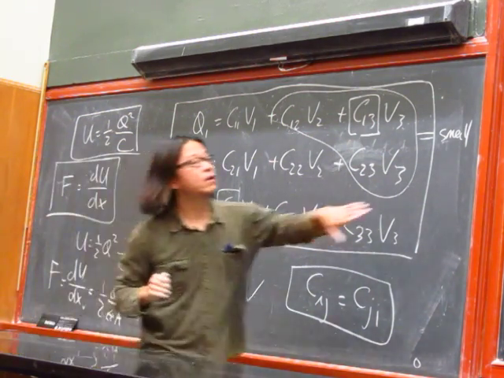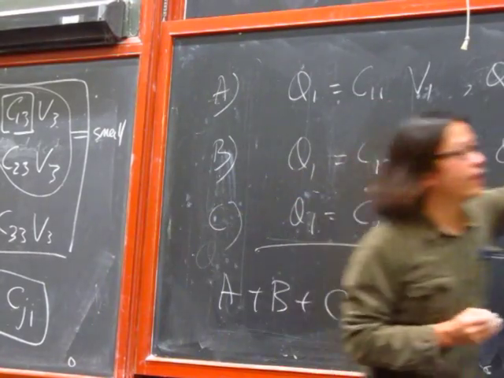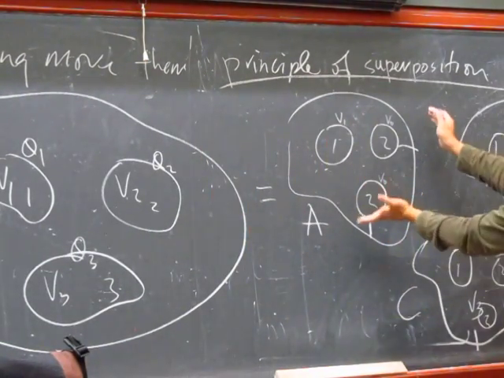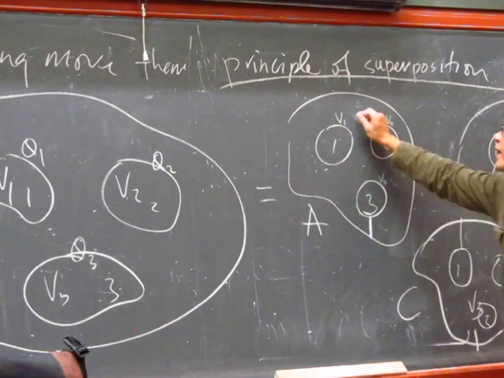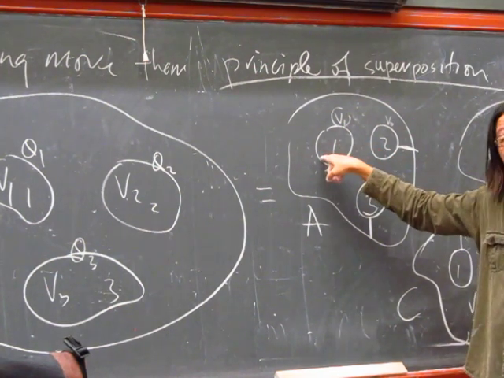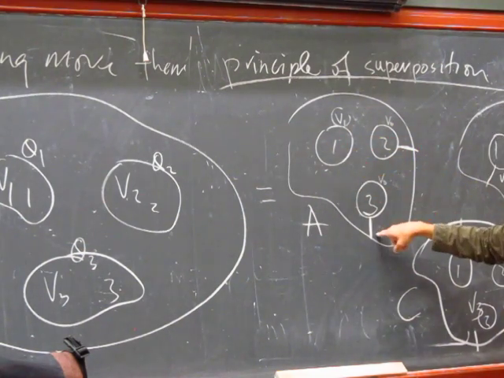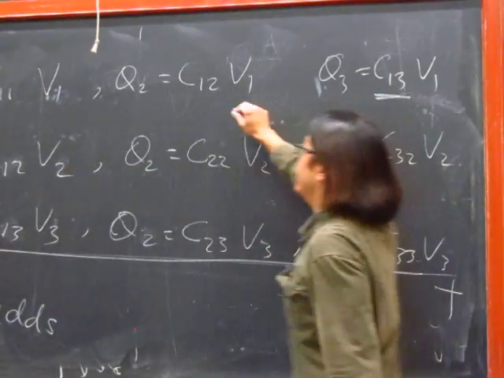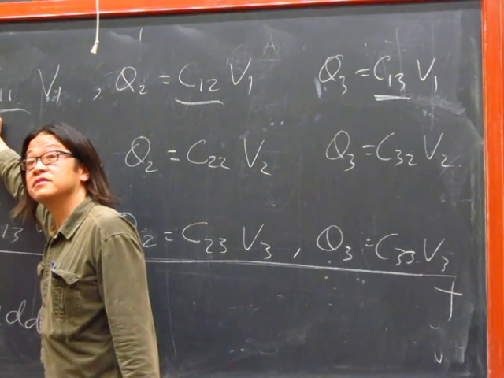The C is just a constant of proportionality, so it's just the capacitance of each one. Yes, there's a cross capacitance. If I look at this configuration, if I ground conductors 2 and 3 and introduce V1 to conductor 1, then it will induce charge Q1 on 1, charge Q2 on 2, and charge Q3 on 3. All the constants of proportionality are given by something that I introduced, called the coefficients of capacitance.